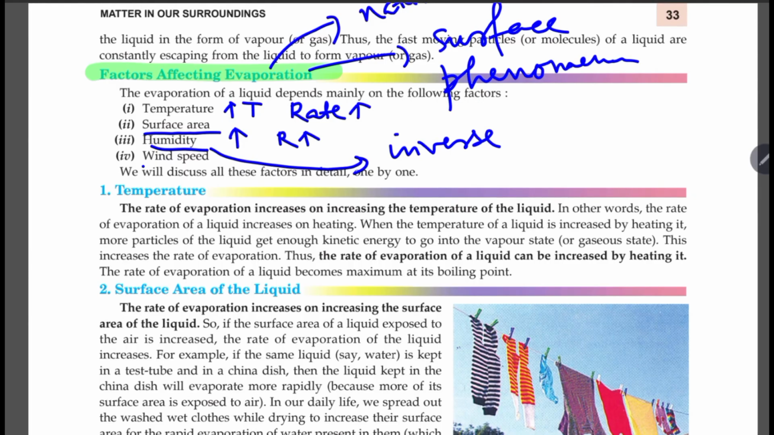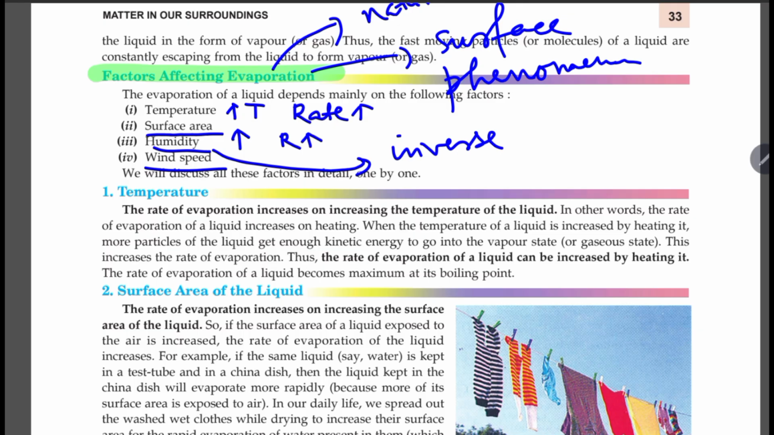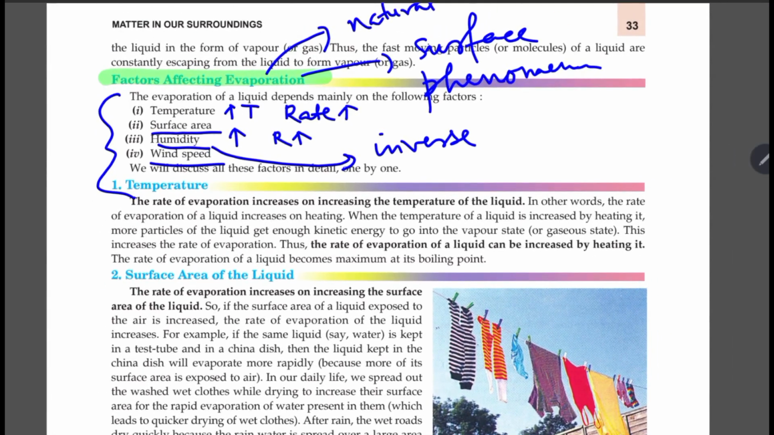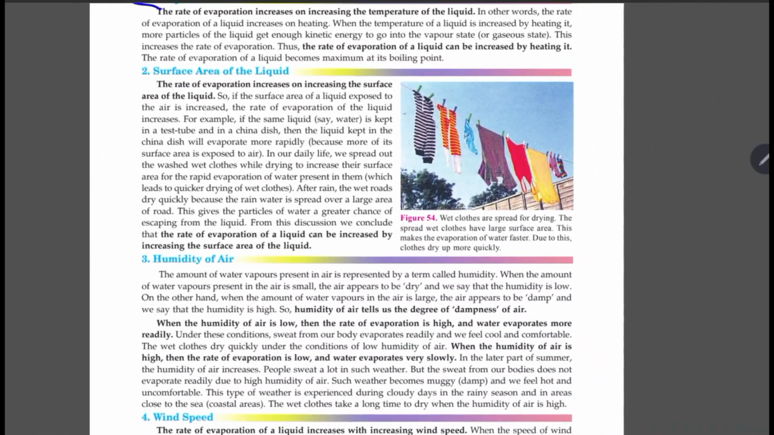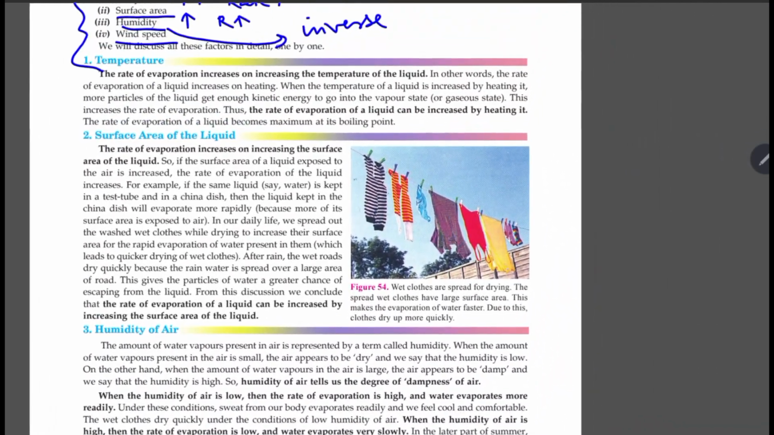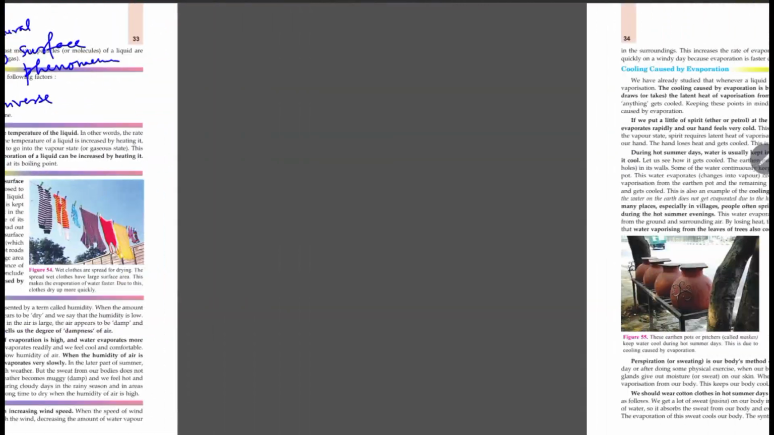The speed of the wind, if it is more, then rate of evaporation also increases because the air part which contains the water droplets, it moves out and now more air can hold more of the water particles. So these are the factors that affect the rate of evaporation. So these are explained one by one. Whatever I have said is explained here.